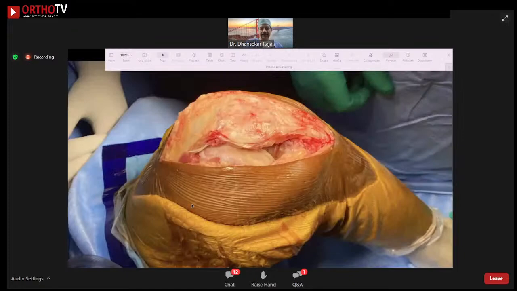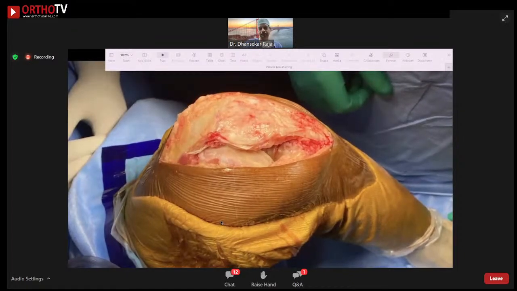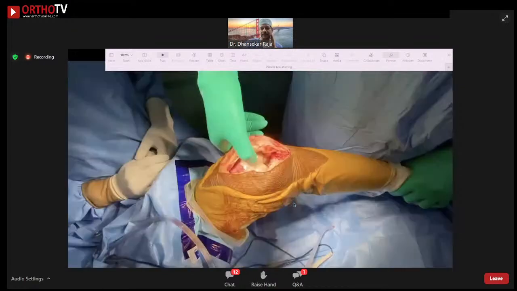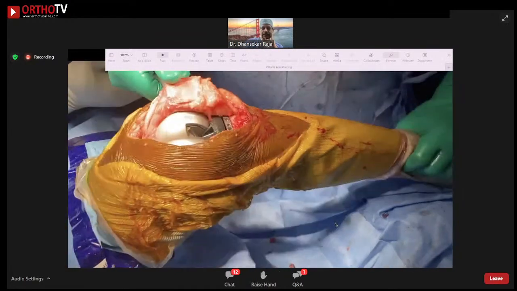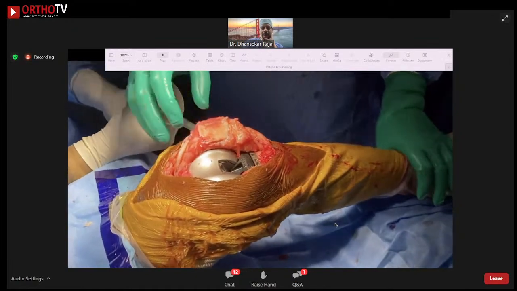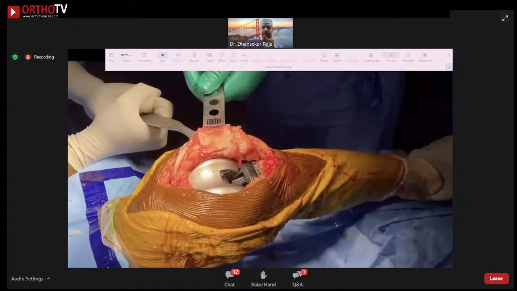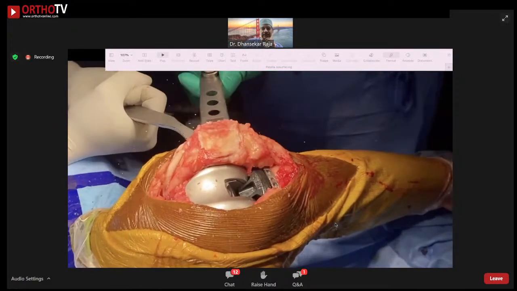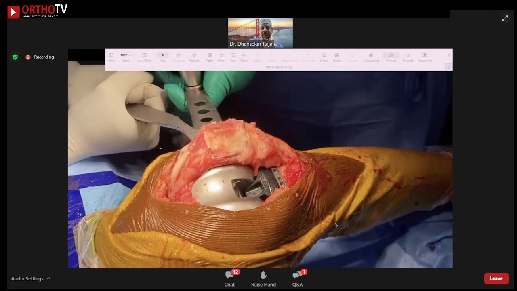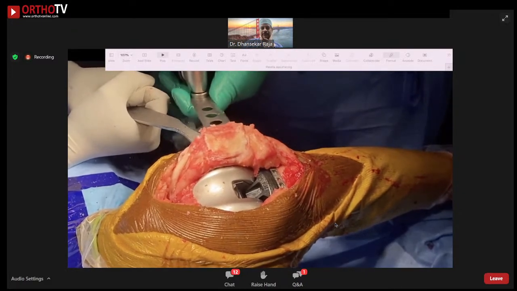So this is a patient with tricompartmental osteoarthritis. I usually do the total knee replacement with the medial parapatellar approach. I've done the femoral and tibial component placement and soft tissue balancing. Then I do a patellar resurfacing. I use a freehand technique and don't use the jigs because they are bulky.